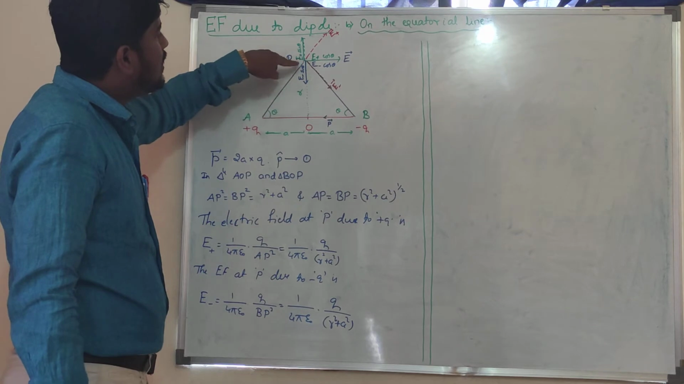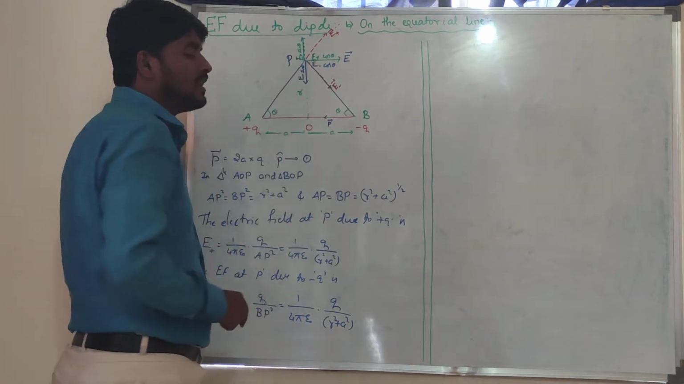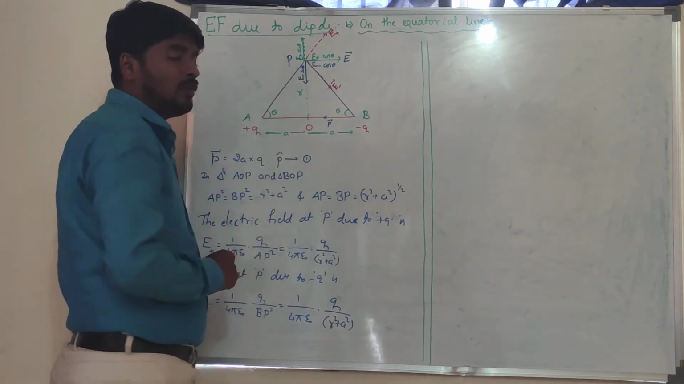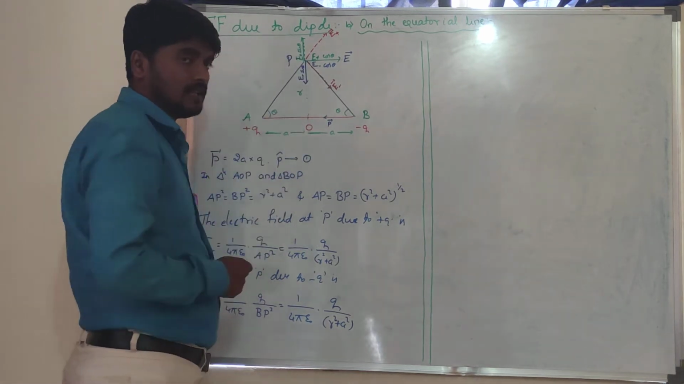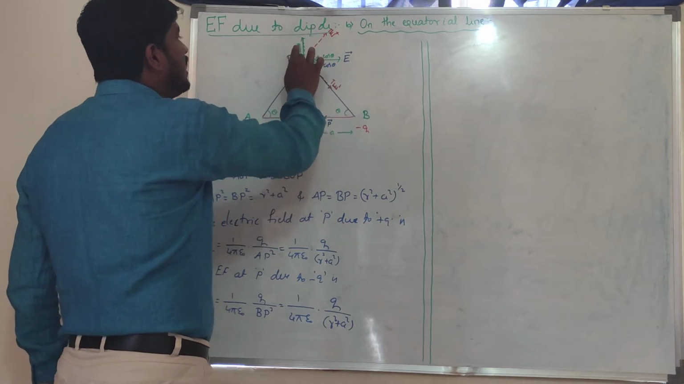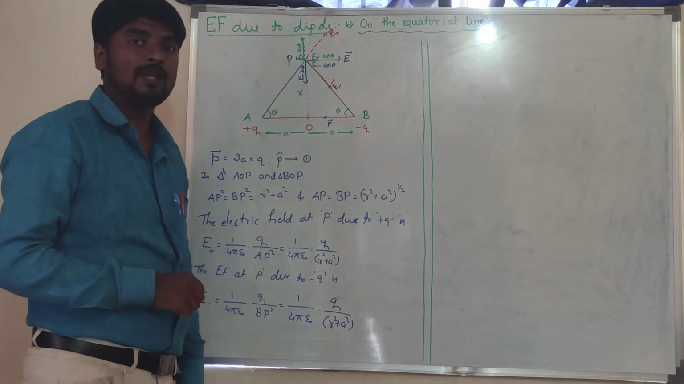Look at this. At point P they act in opposite directions. That means two vector quantities are there, equal in magnitude but opposite in direction. Hence, they cancel each other. So we are nullifying the effect of E plus sine theta and E minus sine theta at point P.